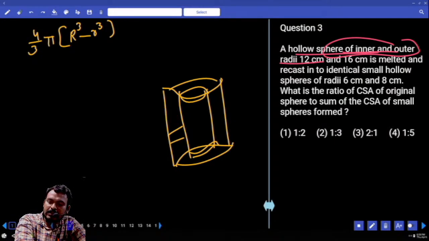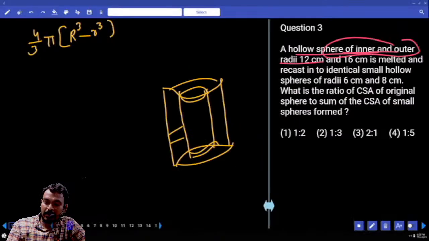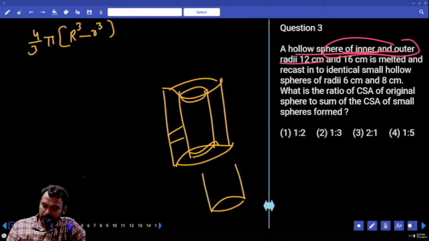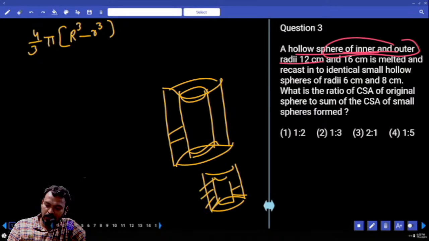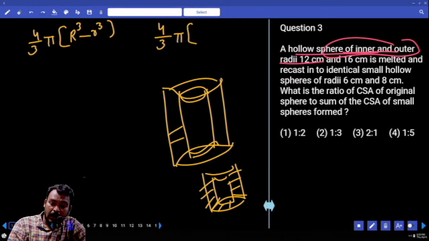Next, another one. It is recast into identical small hollow spheres. What is the shape of each smaller one? Hollow sphere shape or not? And the difference between outer volume and inner volume is also the hollow sphere volume, or not? For the smaller one we write 4 by 3 pi into r1 cube minus r2 cube.